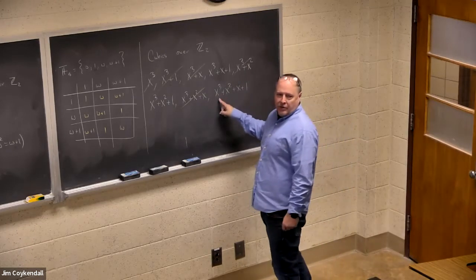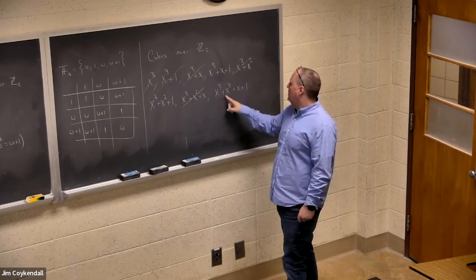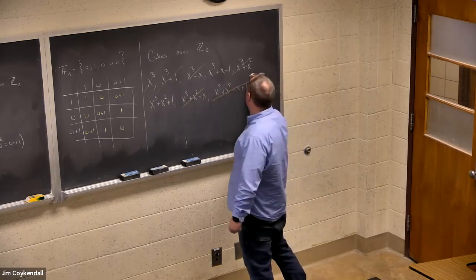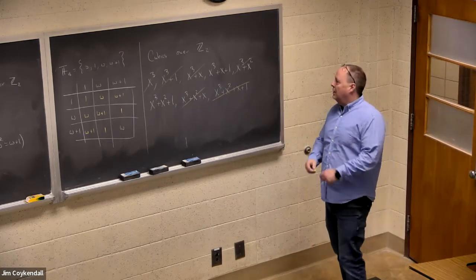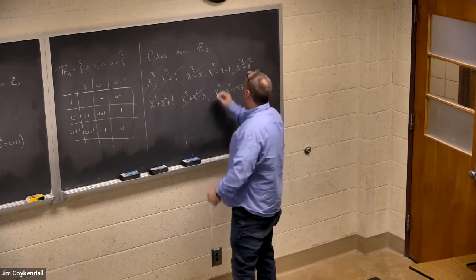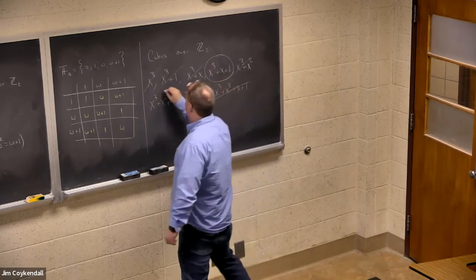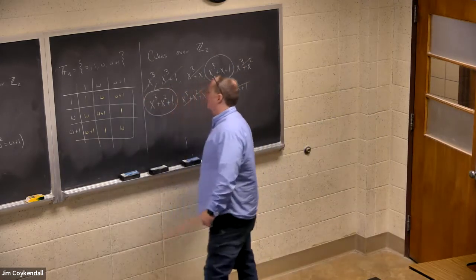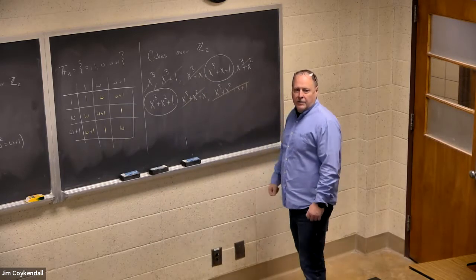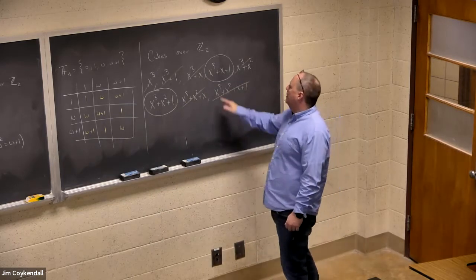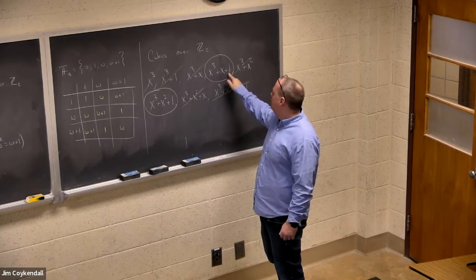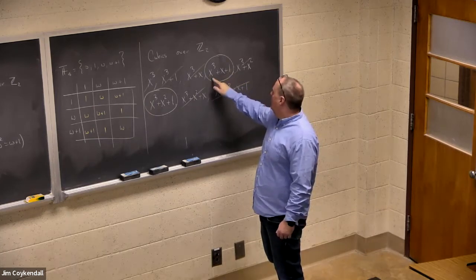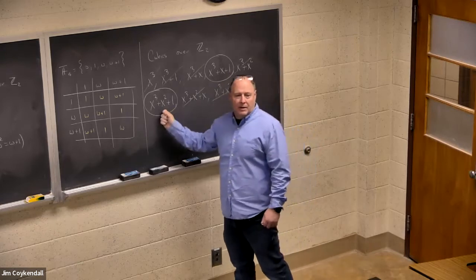Notice this one's also reducible because when you plug in 1, you get zero. And this leaves two here. Both of these are irreducible, right? Because when I plug in 0, I get 1. And when I plug in 1, I get 1. And the same thing here.